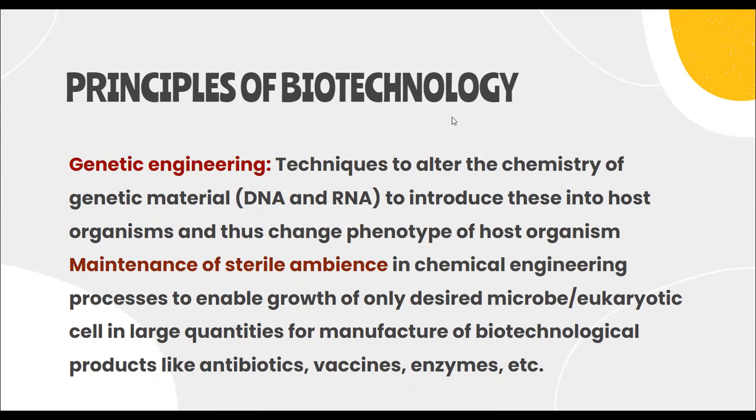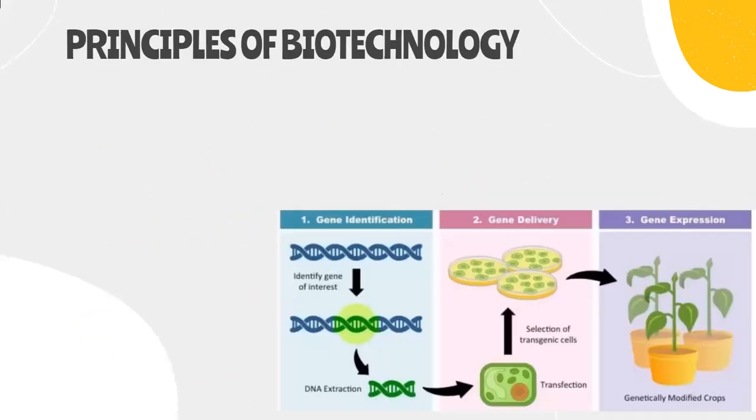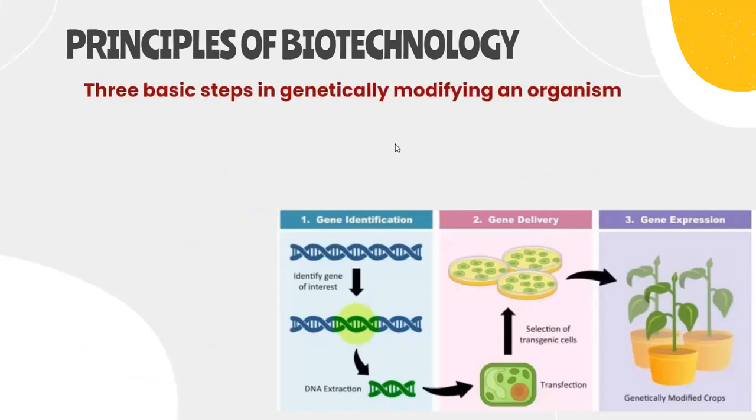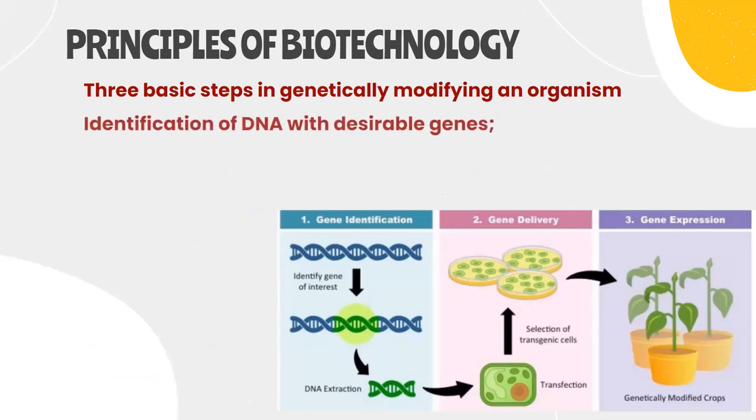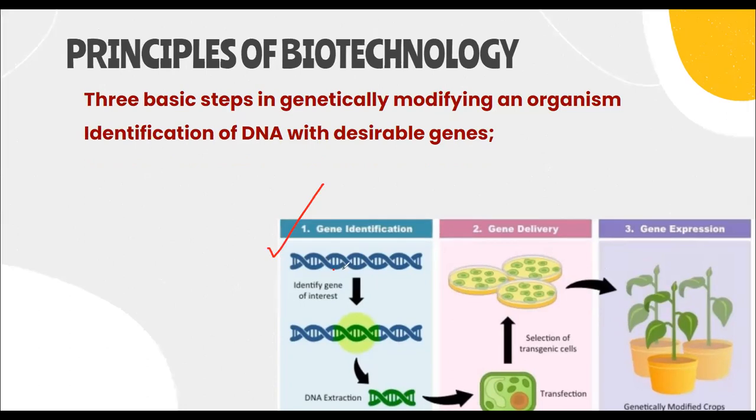Now we begin with the first principle, that is the tools that you require for biotechnology, which involves three basic important steps in genetically modifying any living organism. Okay. So the first step is identification of the DNA with desirable genes. First, you identify which gene you are interested in. As you see in this first figure, let's say out of the whole genome of any organism, you are interested in this gene. Then you isolate that gene, you extract the DNA. Okay.